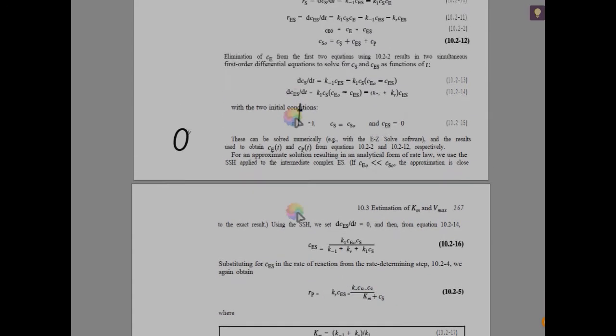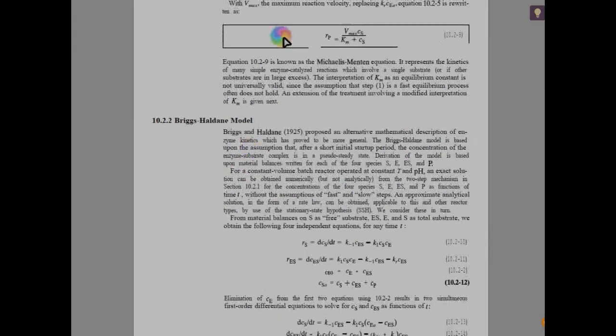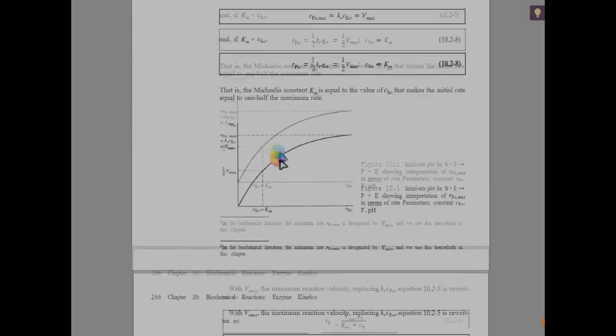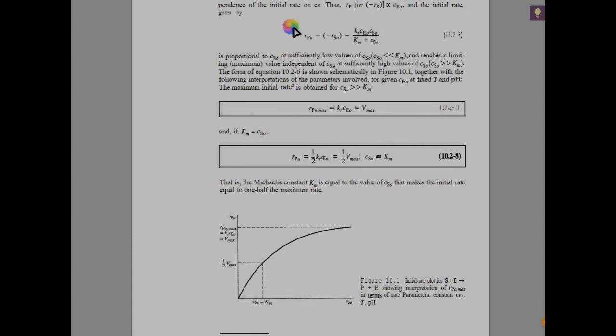So this is the answer to the second question, and this is enough for the question and answer session related to the packed bed catalytic reactor.